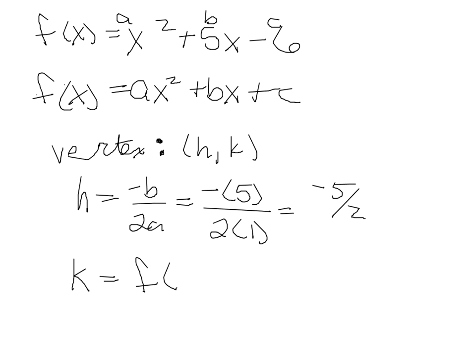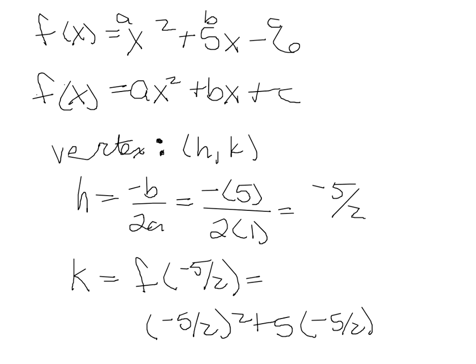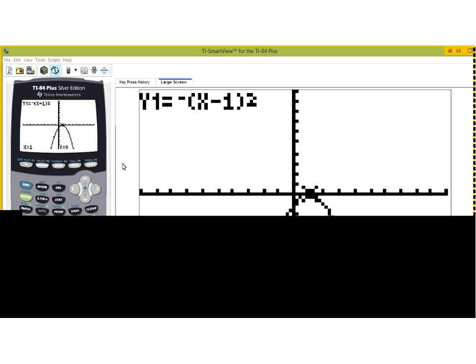To find k, I find f of h. And so I get minus 5 halves squared plus 5 times minus 5 halves minus 6. Now, I'm not going to do that calculation by hand. I'm going to get out my calculator. I'm going to go to the home screen. And it's about to listen to me. There we go.